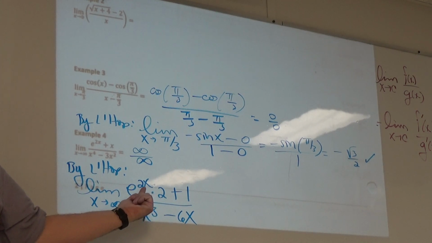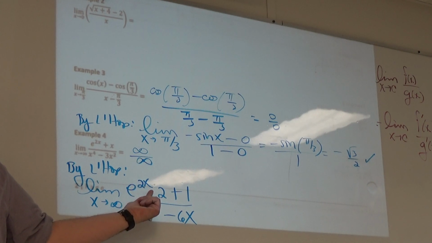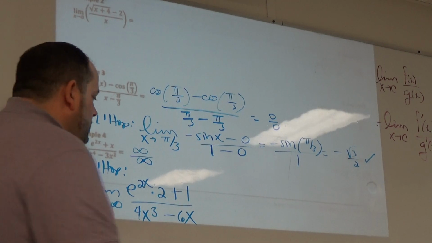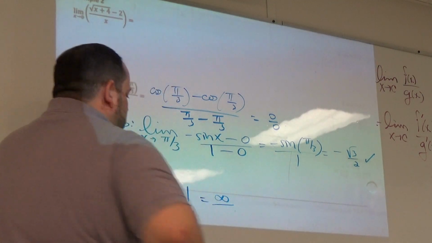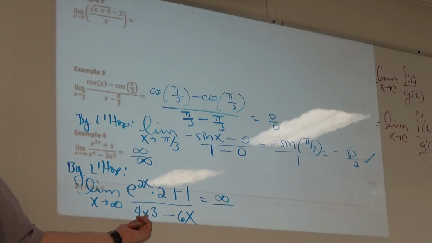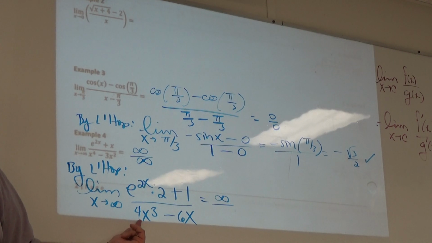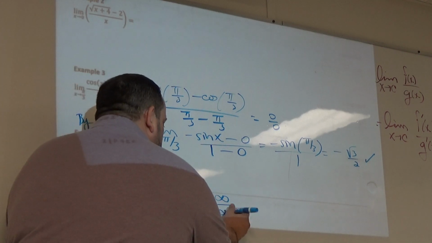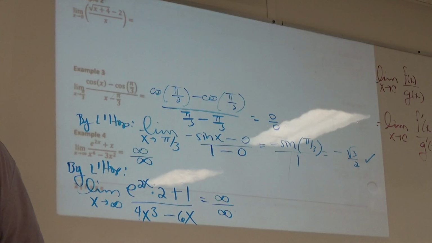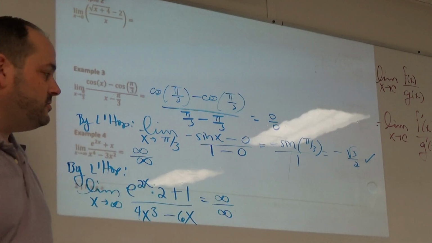e to the infinity is infinity, times 2. Infinity plus 1, infinity. 4 times infinity cubed, infinity, minus 6 times infinity. This is a bigger infinity because of the cube. Infinity over infinity. It's not 1, which is not infinity. It's an indeterminate form. Thank you so much for saying that.